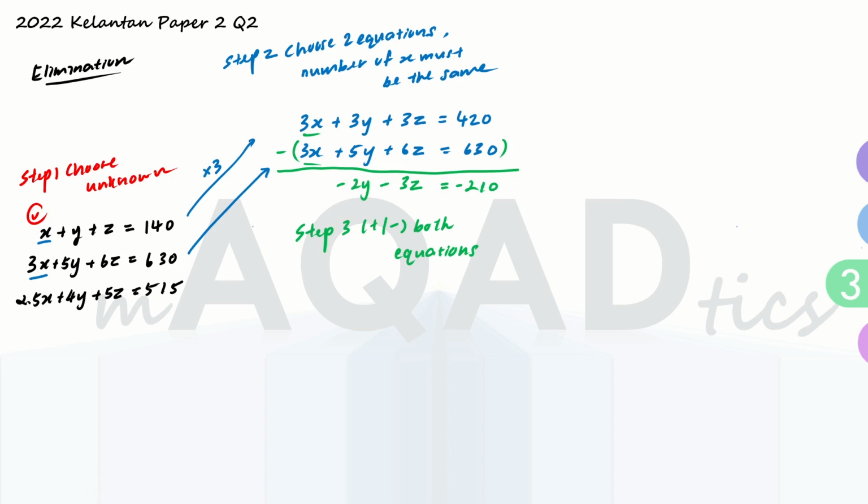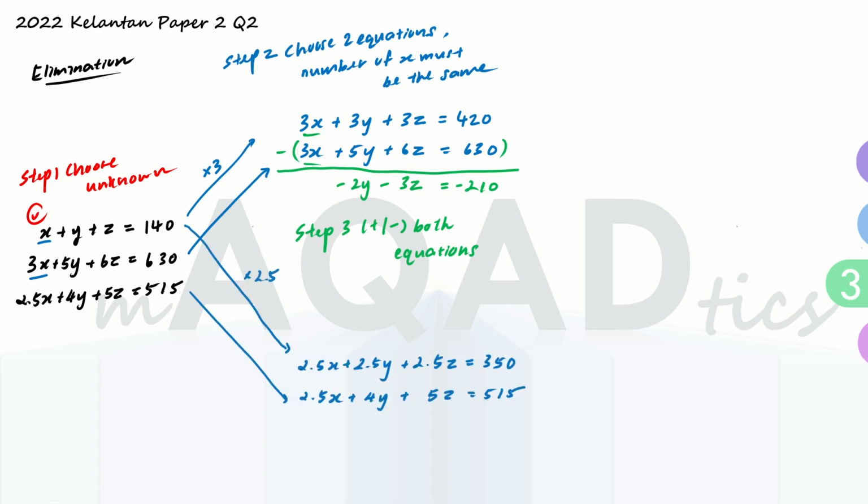And now we need to repeat step 2 and step 3 again to find another equation with y and z. Since the coefficients are different, so the first equation I need to multiply 2.5. And to eliminate the x, I can subtract both equations. The reason we need to do this twice is because if we want to find 2 unknowns, we need to have 2 equations. And since we have 2 unknowns, we need to repeat step 1 to step 3 to eliminate one of it. So let's eliminate y.